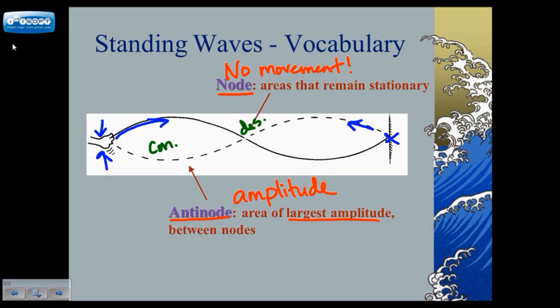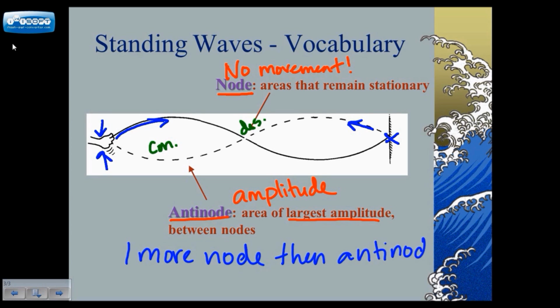Now, one thing to note about the number of nodes and antinodes. There is always one more node than antinode. So in our picture here, I'll mark them in black since I've used every other color. We have 1, 2, 3 nodes and 1, 2 antinodes. Always one less antinode than nodes, or one more node than antinodes.